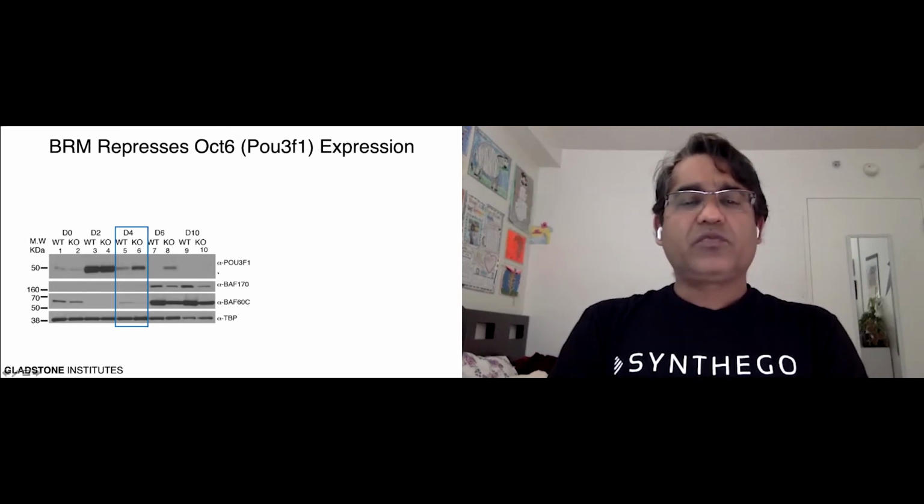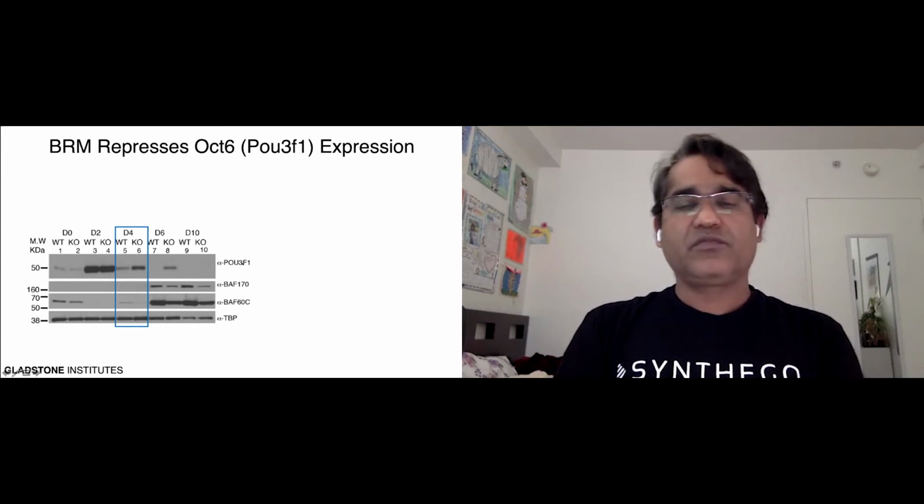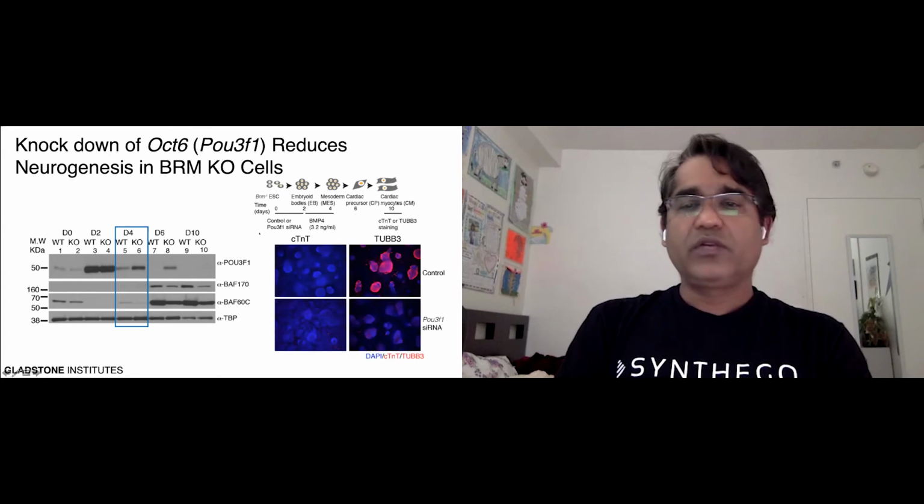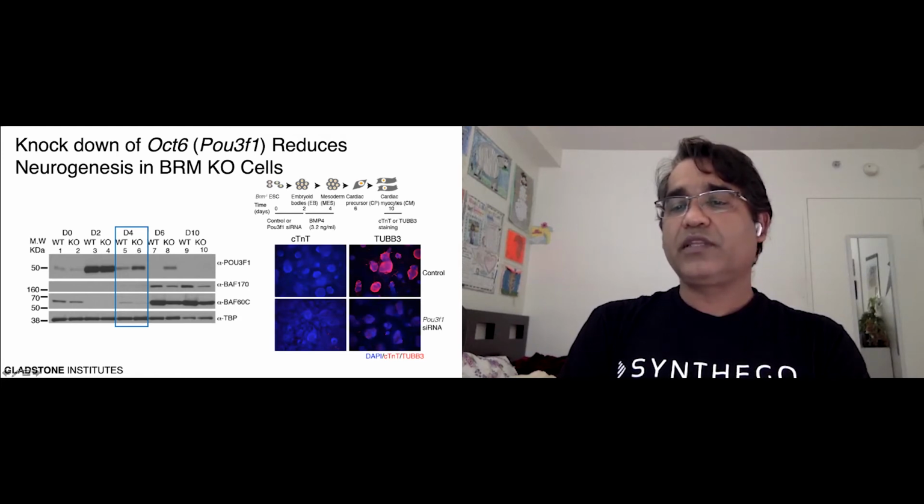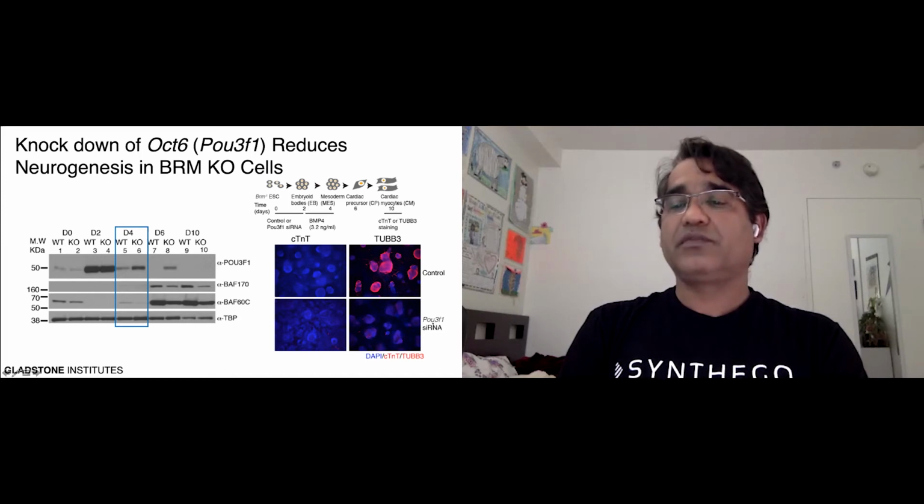By Western blot, we saw that POU3F1, which is OCT6, is one of the genes we chose with a reduced cutoff from our RNA-seq data. That is repressed in day 4, but not repressed anymore in the KO cells. Same thing at day 6 also. And when we do knockdown of OCT6 by siRNA in BRM KO cells, which usually form beta tubulin 3 containing neural or neuronal progenitors showing this neurite outgrowth, they are very much reduced in absence of OCT6.